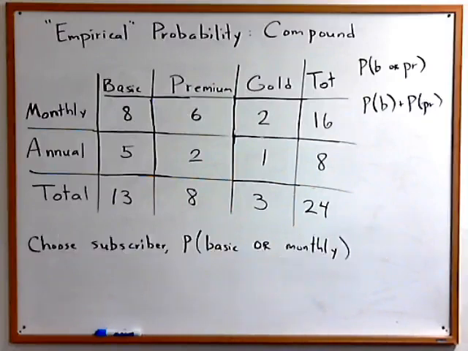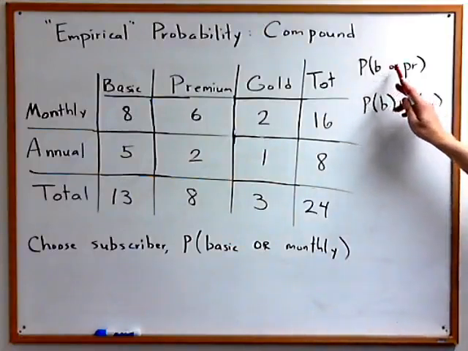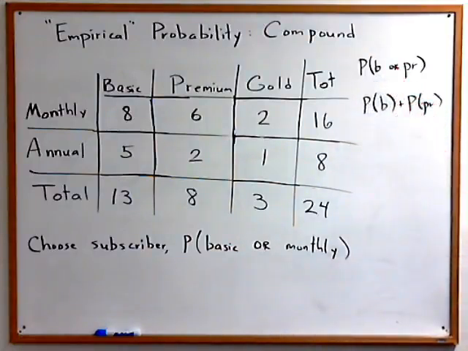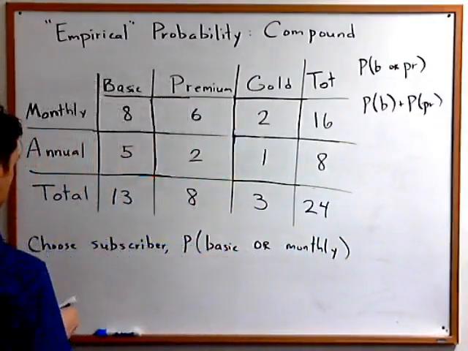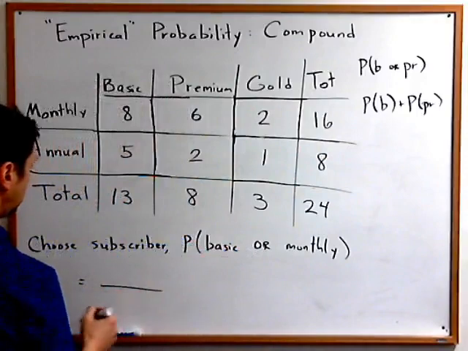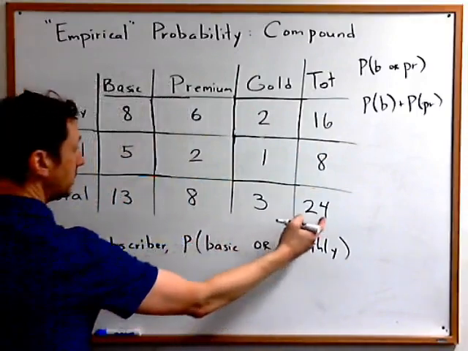So this next example says, if you choose a subscriber, what is the probability that she is a basic member or a monthly subscriber? So let's just proceed naively for now, and then see where we run into trouble. We just saw a minute ago that when we see or, we add. So let's try that, see if it works in this case. First of all, obviously, this is going to be a fraction with the number of subscribers on the bottom. That would be 24.